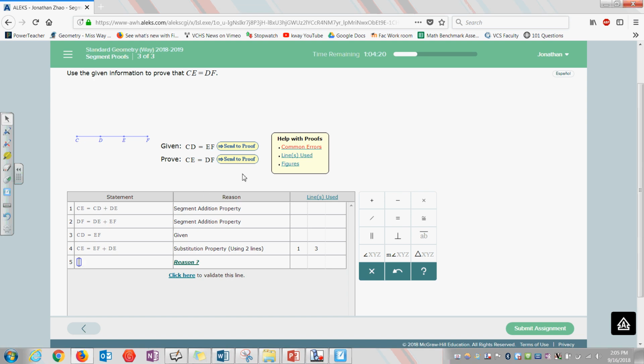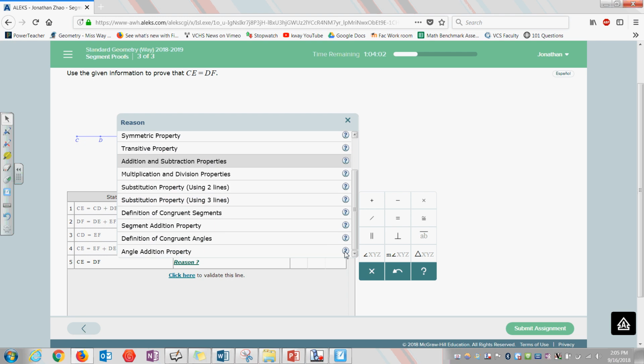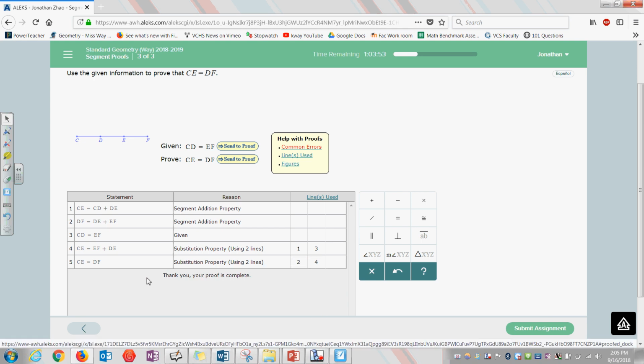So I can now say CE and DF are the same. And the reason why, because we substituted DE and EF, we swapped this into there, or you can say we swapped that into there. It doesn't matter, but we use lines 2 and 4. Substitution property. So there's two examples for you to work with for problem number 4.